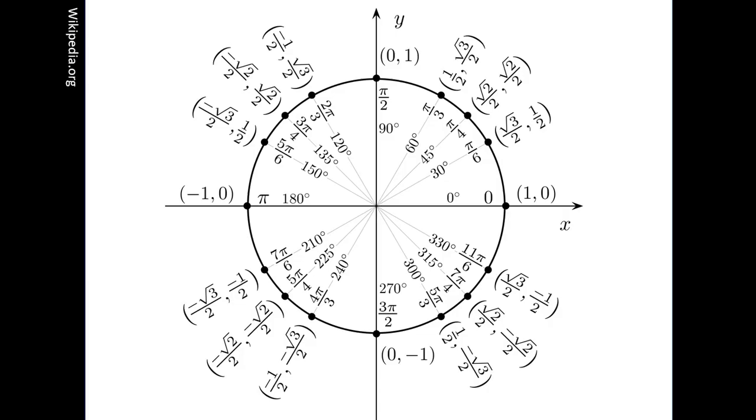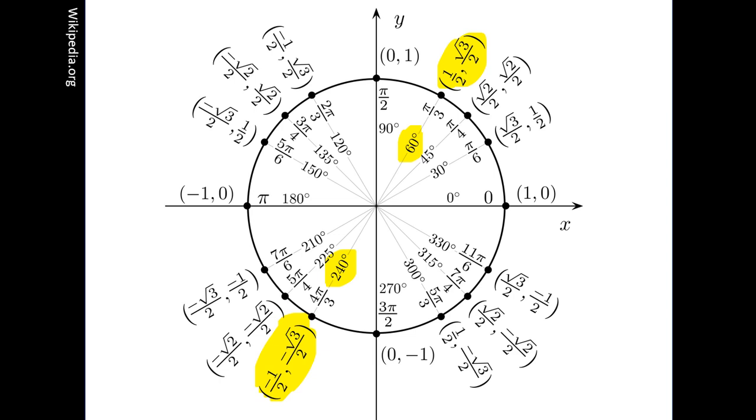Looking at the unit circle, I'm looking for those pairs that give me square root of 3 just by itself. That's going to be here at 60 degrees and then also at 240 degrees. And you can do the math. I've shown that in some other videos. You can do the math to figure out that that will indeed equal square root of 3.